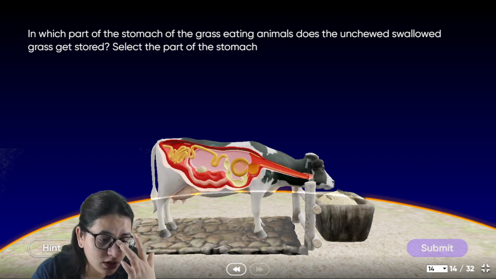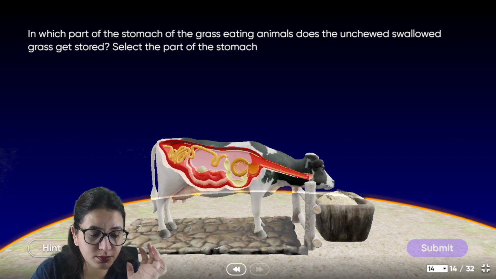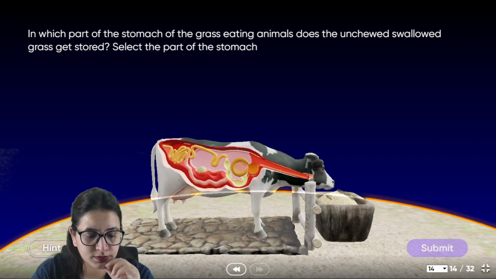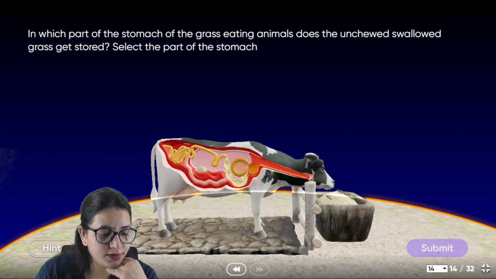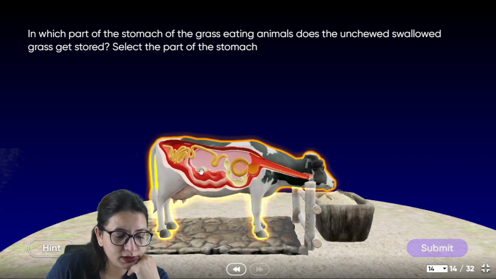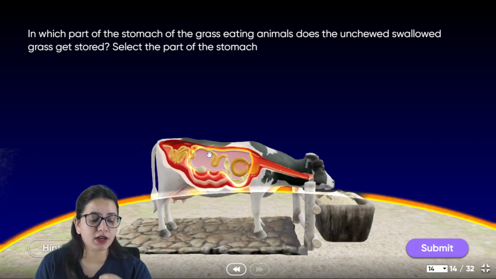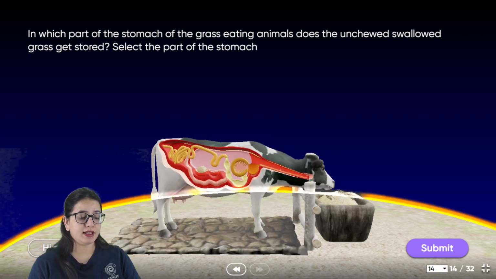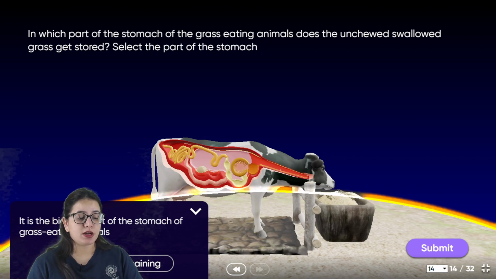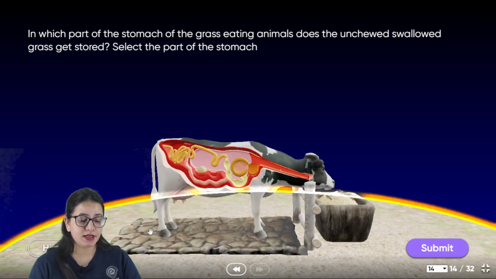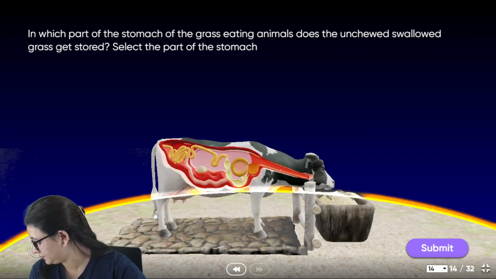Yes, which is the correct part? Quickly. This one, this one, this one, this one. Which is the correct part we're going to basically select? Let's look at the hint. It is the biggest part of the stomach for the grass eating animals. Yes, which is the correct part?